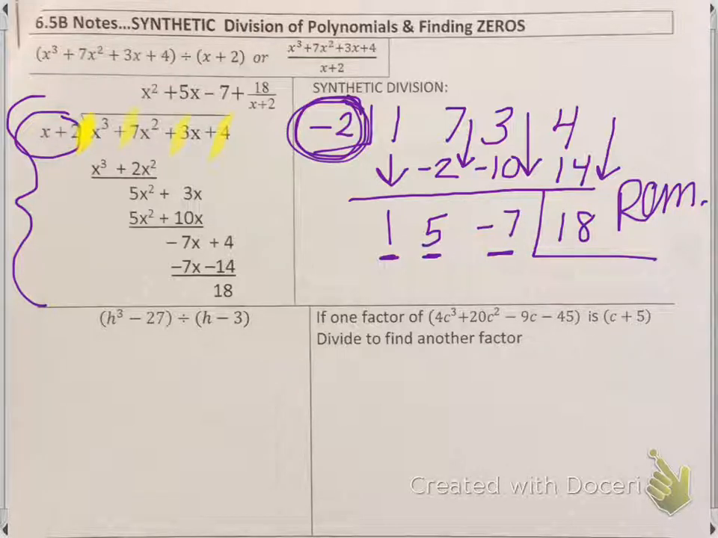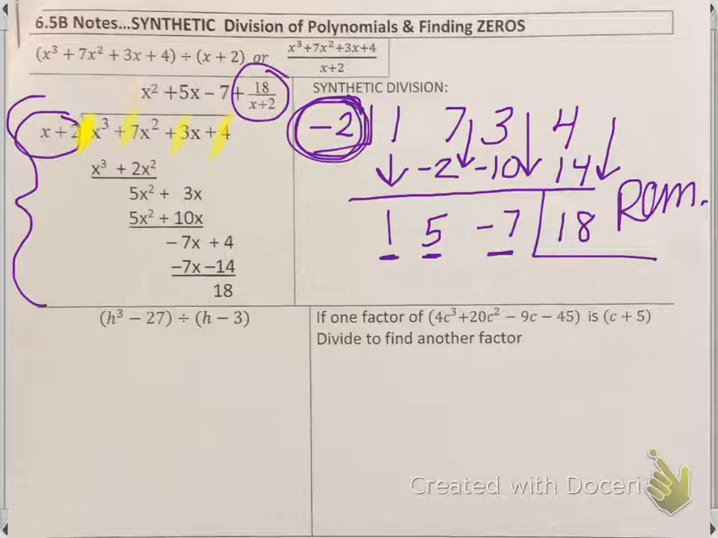Okay, so I have a remainder of 18. Didn't I have a remainder of 18 in the original problem? And then these numbers in front, the 1, the 5, and the 7 that I got, guess what? 1, 5, 7. I'm sorry, negative 7. That's actually important to note. And I have a negative 7 over here. They are the coefficients of my answer.